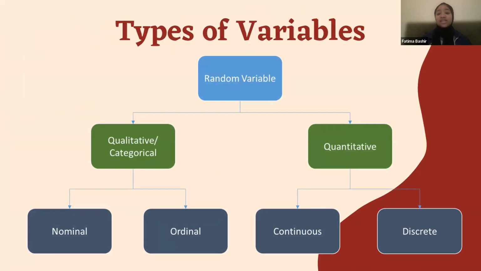Next, we're going to discuss the types of variables. From this tree table, you can see there's a random variable, which is divided into two: the qualitative, which is the categorical, and the quantitative variable. The qualitative has subdivisions, the nominal and ordinal, which are the common ones, and the quantitative is divided into continuous and discrete.